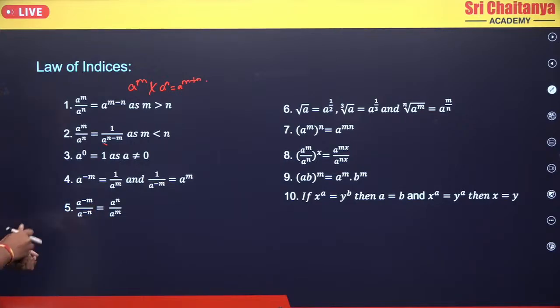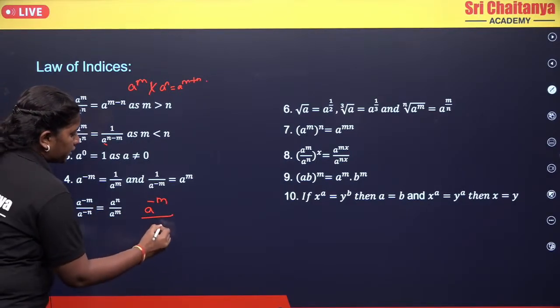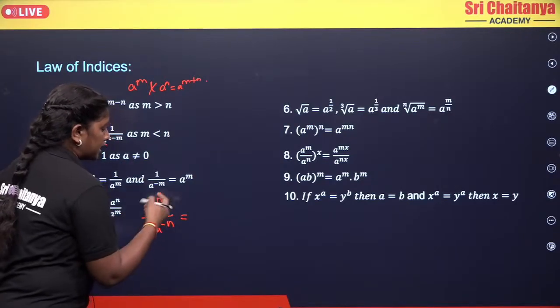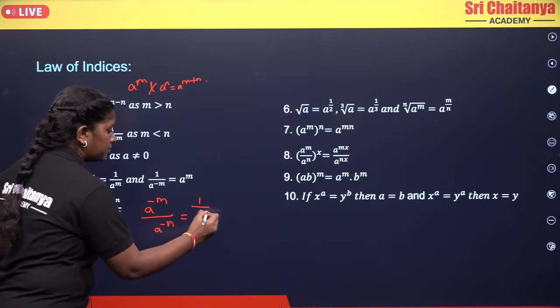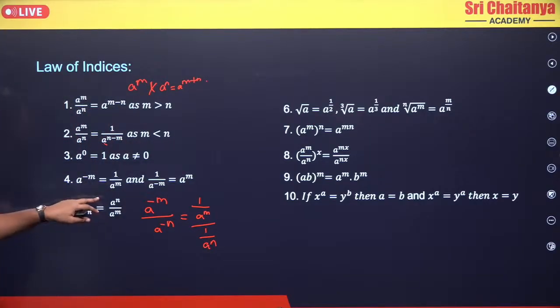And moving to the next, here if you observe a to the power minus m by a to the power minus n. Okay, a to the power minus m can be written as 1 by a to the power m, and a to the power minus n as 1 by a to the power n, and on rearranging the terms we will get a to the power n by a to the power m.